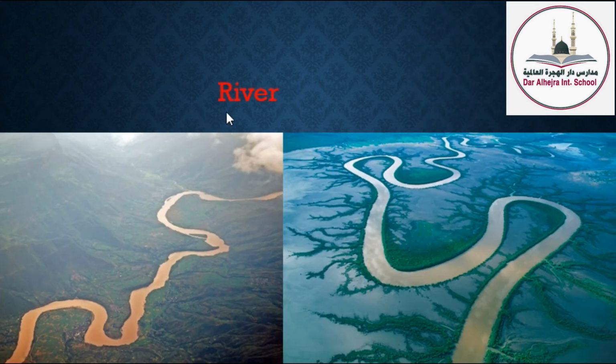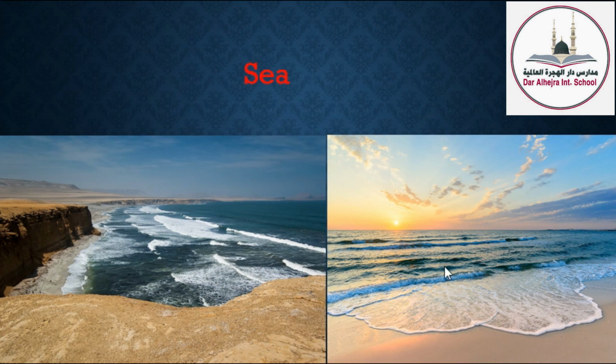And then the next one is rivers. As you can see, the rivers are a bit thin and very long. They cover very long areas. They are thinner than all the other bodies of water that we have. The next one is the sea. The sea is bigger than lakes and smaller than the ocean.